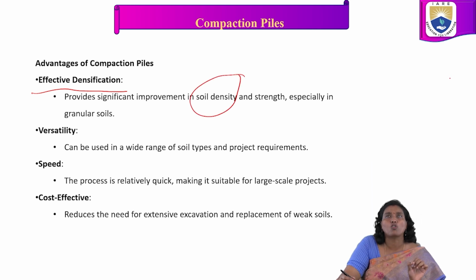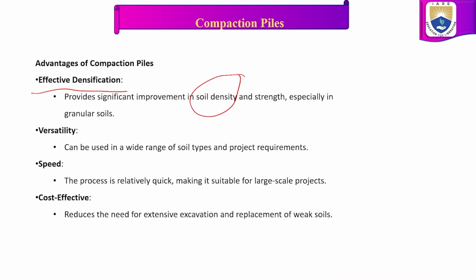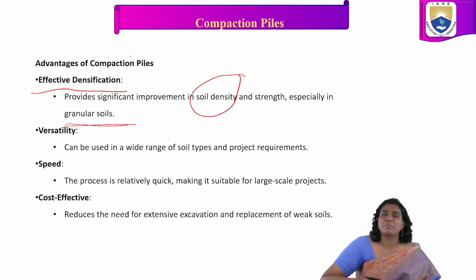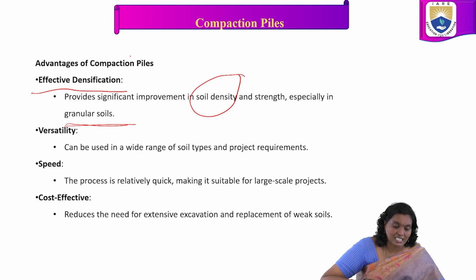Whenever we are using these compaction piles in a required site or construction work or whatever the project is, the significant improvement which we observe is in the soil density and strength, especially in granular soils. So this effect of densification, we clearly understand, is one of the major advantages. Next, the versatility: it can be used in a wide range of soil types and project requirements.